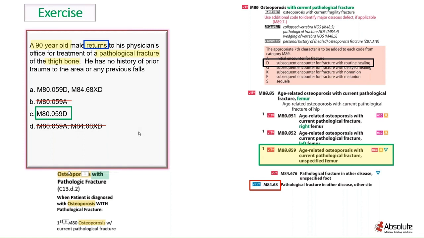It is not required, because one code is explaining everything to us, right? M80.059D is explaining everything. So we don't need two sets of codes here. So option A is wrong, and the correct one is going to be option C, M80.059D.